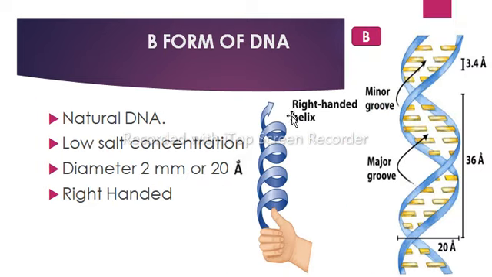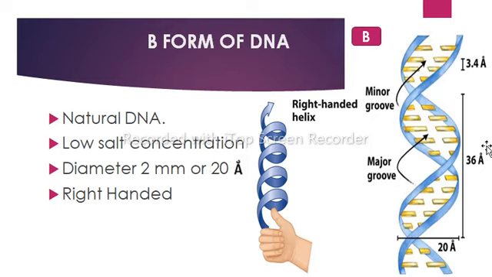Next is B form of DNA. B form of DNA is natural DNA and this DNA is present in the Watson and Crick model. This type of DNA is found under low salt concentration and in an aqueous environment. The diameter of this form of DNA is 2 nanometer or 20 angstrom. The B form of DNA is also a right-handed twisted DNA.